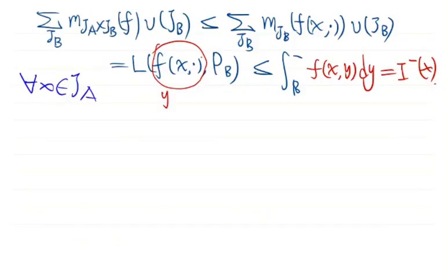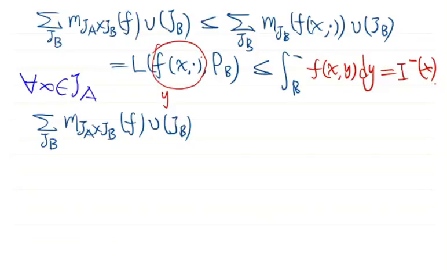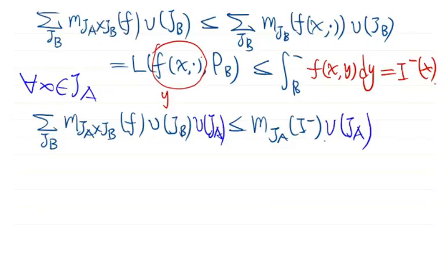the left hand side unchanged. We copy the left hand side. And then the right hand side becomes the volume times the infimum of I minus over J_A. Okay, so for the above inequality, we let x change in J_A and take the infimum, and we obtain this inequality. Now we multiply both sides of this inequality by the volume of J_A, and then sum over J_A.